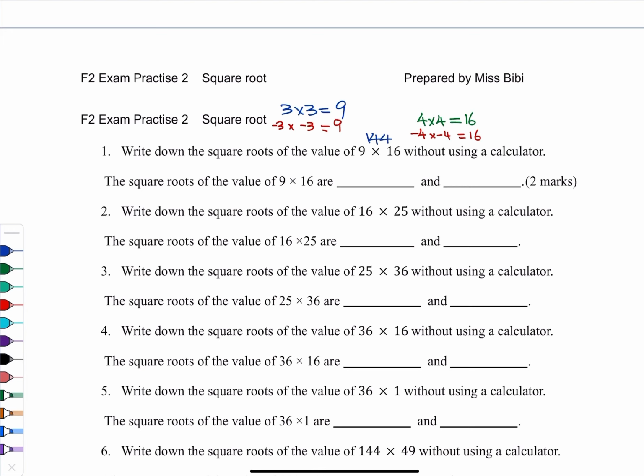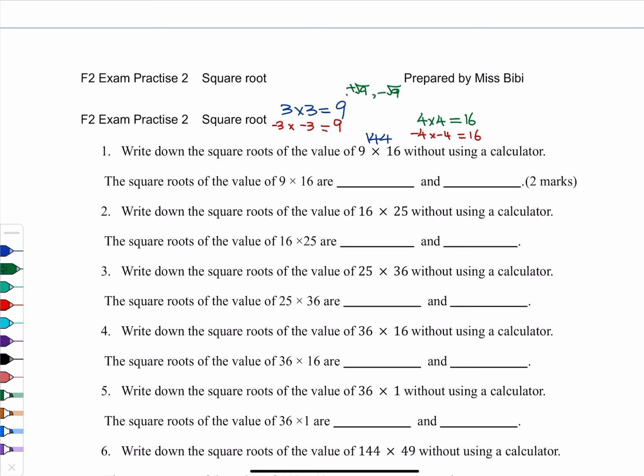What does that mean? That means 9 has 2 square roots. So after you square root 9, you will have 2 different answers, 3 and -3. You have to write both of them. If you want to find the square roots of 9, you will have to write the positive square root 9 and the negative square root 9.